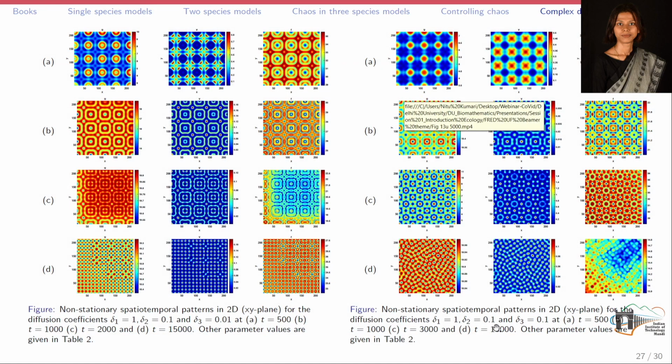Now, in the second figure, we changed the value of the diffusion of the top predator population, that is delta 3. Delta 1 and delta 2 were kept the same as in the previous figure, and delta 3 was changed to 0.1, with other parameter values remaining the same. We see a different set of spatial patterns in the first column for the prey population as compared to the previous figure, and then the second column for the intermediate predator, and the third column for the top predator population.